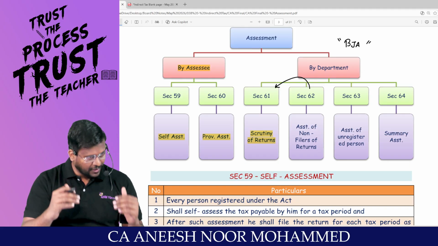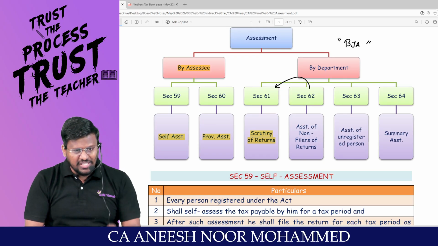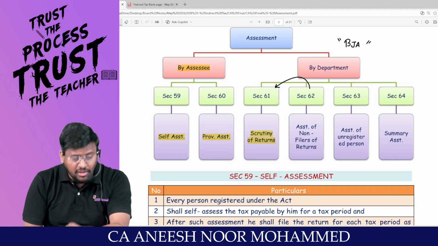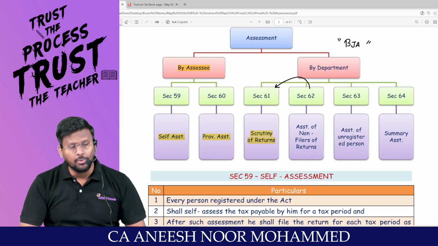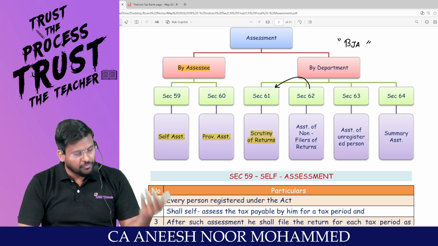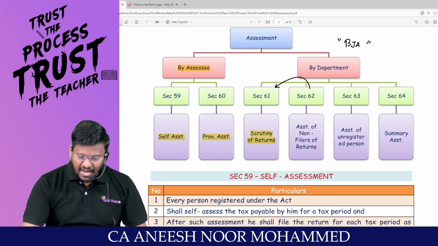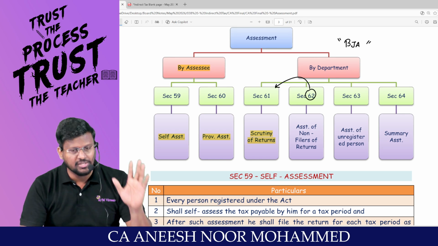That means if you had filed the return, we would have scrutinized the return. But my dear lovable students, after taking the registration, you have not filed the return. Then section 61 is not possible on you. Sir, we can't do that assessment. We will do the assessment under section 62. That is assessment of non-filers of return.